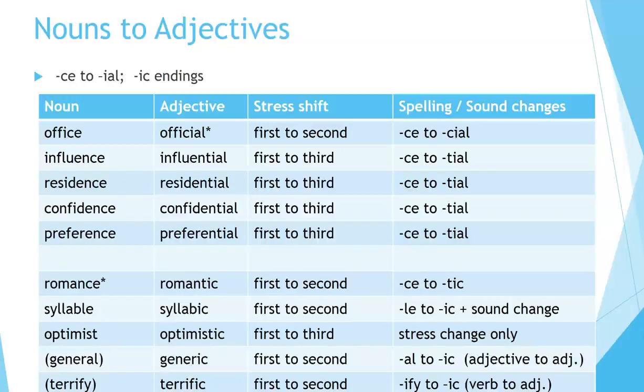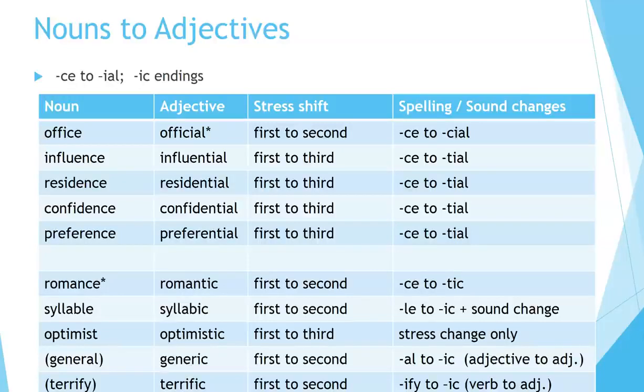Now, if you hear correctly, the TIAL and CIAL, influential, official, residential, all sound the same. And the spelling has just been changed from CE to TIAL in the last few examples. With the first one, it remains CIAL. Let's look at the next section, which is talking about IC endings.